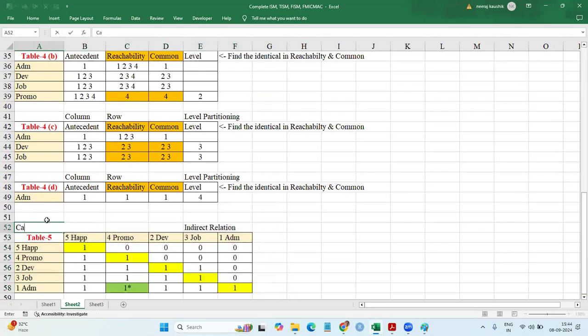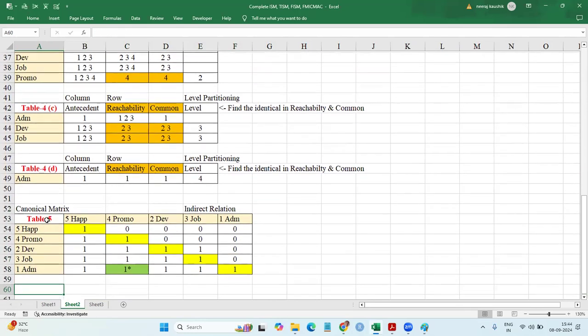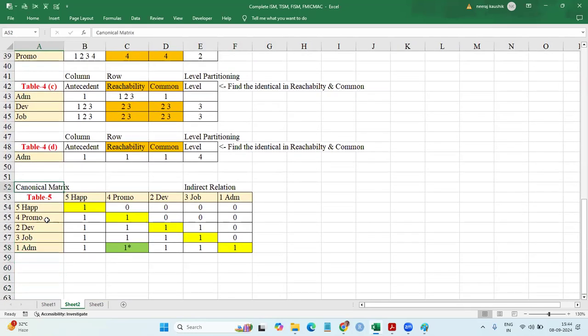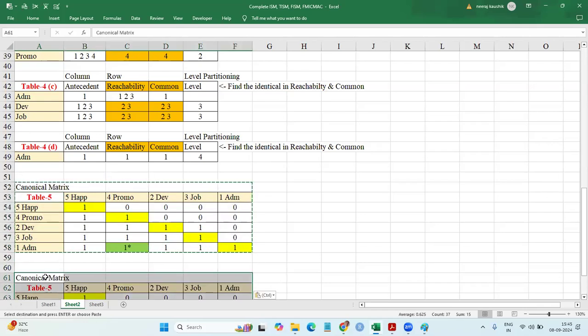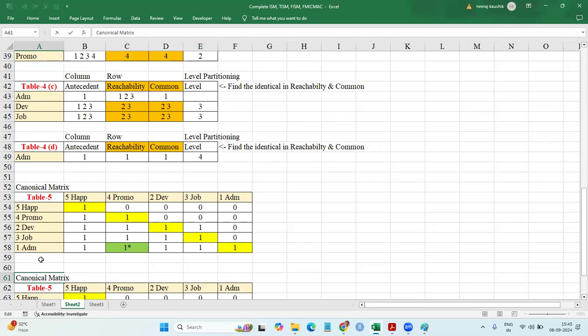The only difference is its name is canonical matrix. Canonical matrix means it's exactly the same table. The only difference is that now we have arranged it as per the level. As per the level we have arranged. Okay. And here we will make one more table. Table number 6. Table number 6 will be the reduced canonical matrix. And there are some rules for the same.